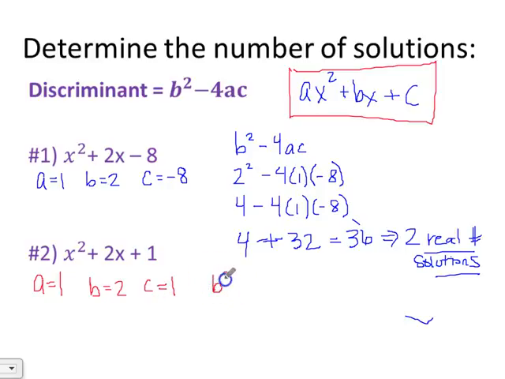Now, the discriminant, we find it by taking the B term, squaring it, minus 4 times AC. So b squared is going to be 2 squared minus 4, the a is 1 and the c is 1. So 4 minus 4 times 1 is 4. What's 4 minus 4? It's 0.